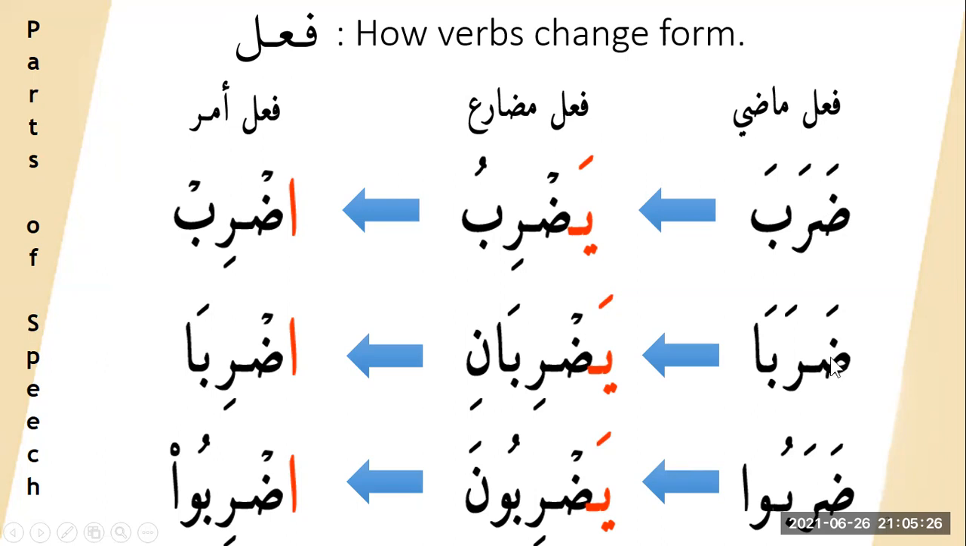Two of them, two persons, two males struck, they struck. Okay, that's how you recognize the perfect tense, the madi. Then when you change it to the imperfect tense, the fi'l mudhari, you take the three letters and add a ya here.